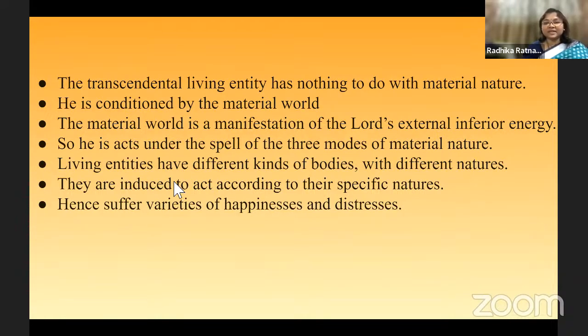Living entities have different kinds of bodies with different natures. They are induced to act according to their specific natures, hence they suffer varieties of happiness and distress. The simple thing is that if you are in sattva-guna, in the service of the Lord, then there is no suffering. Anything is a blessing, even an unfortunate situation; we will think it is Krishna's plan. But if we are not in Krishna consciousness, then everything will try to hurt us by one means or another.